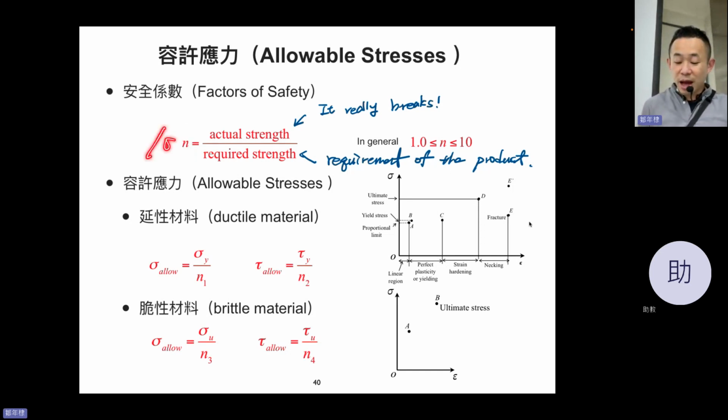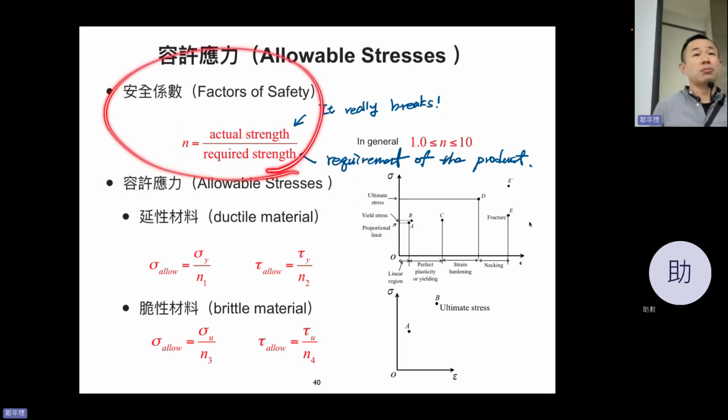Can it be 100? Yes, but it will be really expensive. It can be 10, but it's really expensive. If you are a designer and your boss wants it cheaper but safe, you need to make it like 1.2 or 1.3. That will be better. So this is the safety factor.